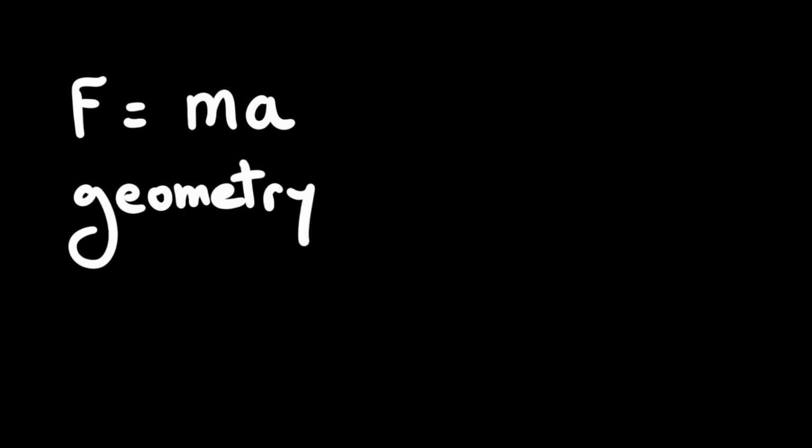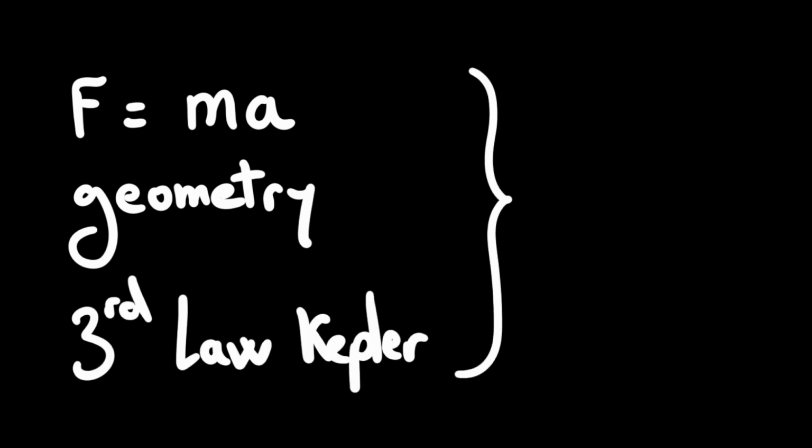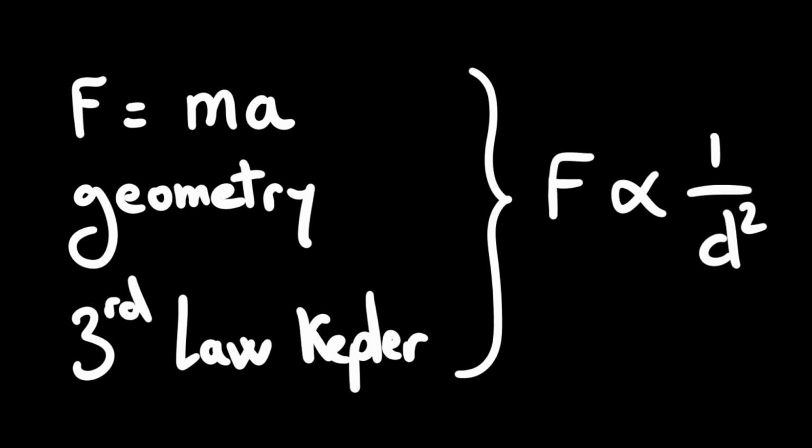So to summarize, we started from the definition of the force, then we applied it to the case of planets and applied some geometry to find an expression that depends on the orbital period and distance. And finally we used an empirical result, which is the third law of Kepler, and we found the distance dependency of the force. And that's it.